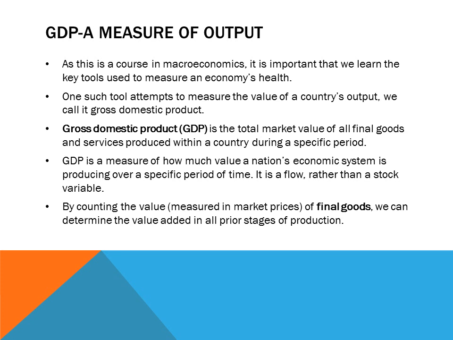GDP is the total market value of all final goods and services produced within a country's borders during a specific period. GDP is a measure of how much value a nation's economic system is producing over a specific period of time, so it is a flow rather than a stock variable. By counting the value, measured in market prices, of final goods, we can determine the value added in all prior stages of production.